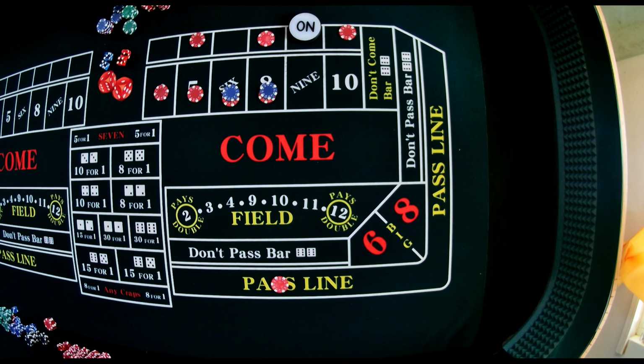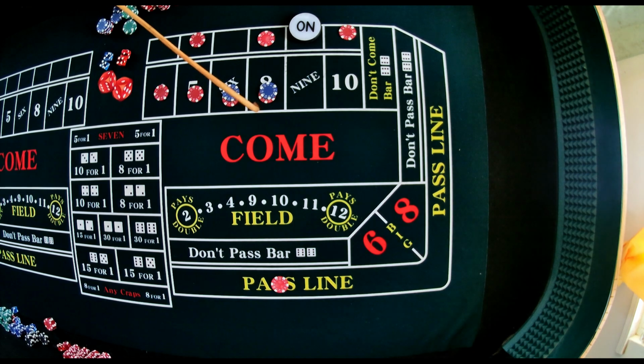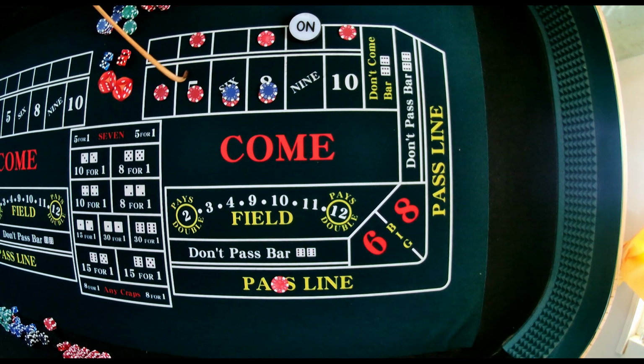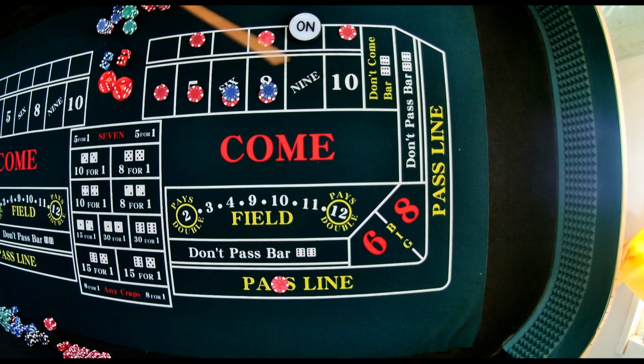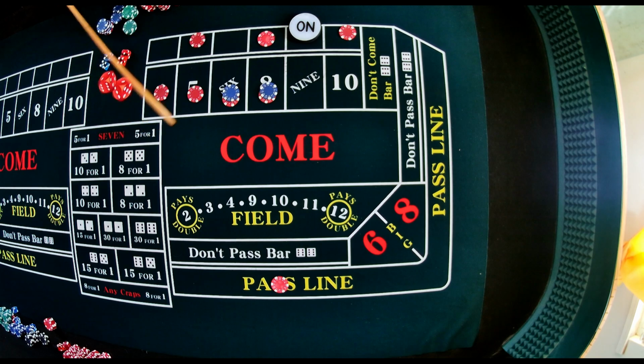But essentially, you are betting the exact opposite as you are here. You're betting the thrower will not hit this number before throwing a 7. When the thrower throws a number on here, you get paid on here. If they throw the number on one of the ones that you have, then you lose that bet. So it's an exact inverse.